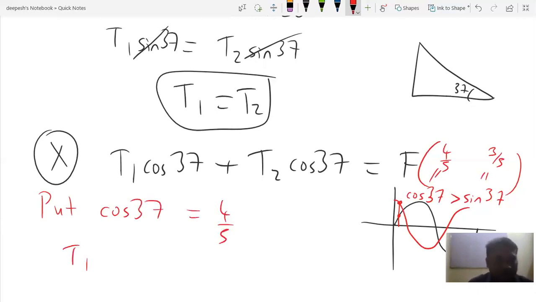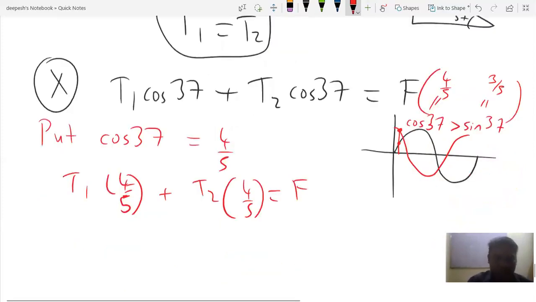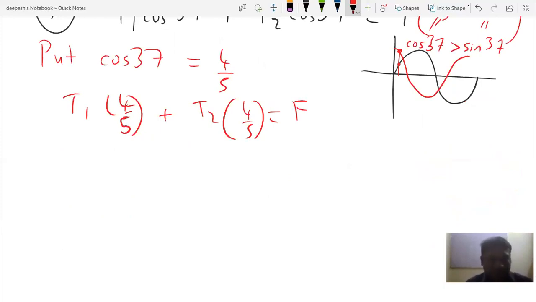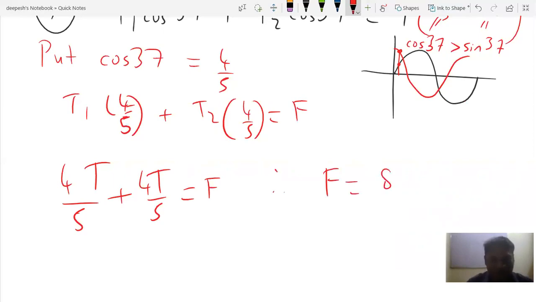So T1 into 4 by 5 plus T2 into 4 by 5 is equal to F. So that will give us T into 4 by 5 plus T into 4 by 5 is equal to F. Why did I write T instead of T1 and T2? Because the values of T1 and T2 are equal. So from this, we get the value of F as 8T by 5. Now, 8T by 5 is the value.